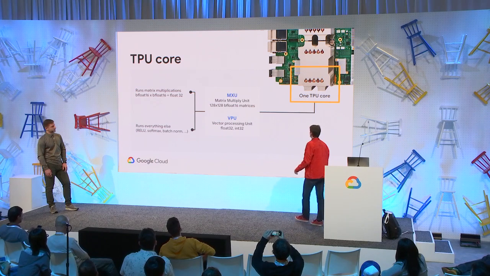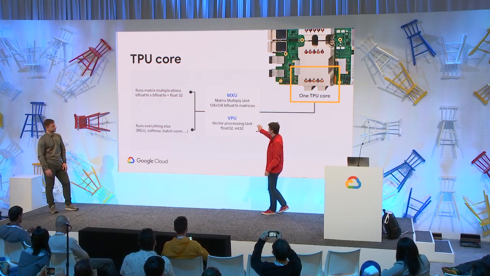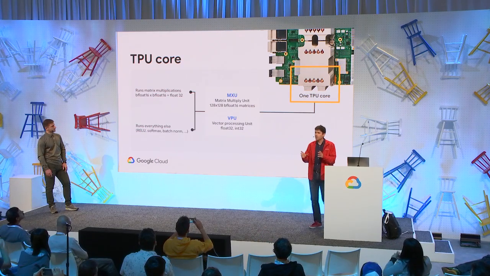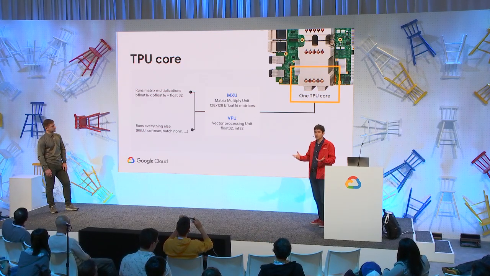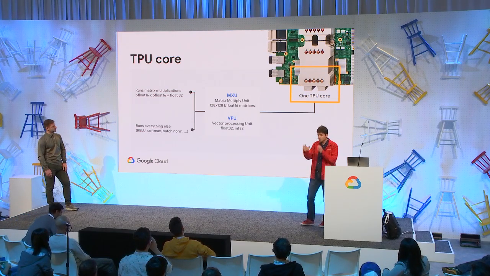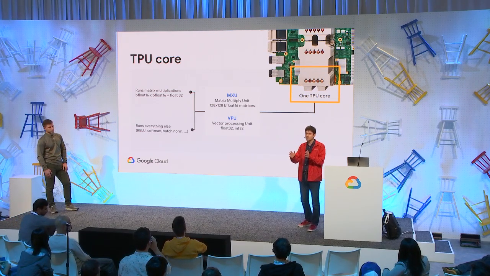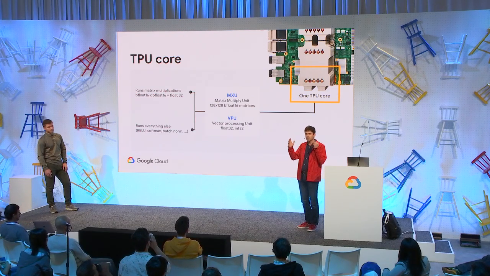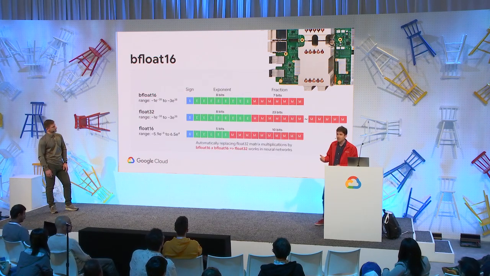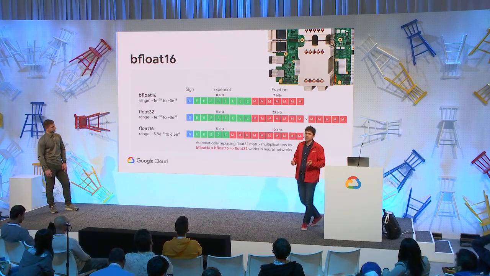What is in each of those cores? So you have a fairly traditional vector processing unit. But the specific part that makes this special for neural network workloads is the matrix multiply unit. It's a dedicated hardware unit that performs 128 by 128 matrix multiplications. And it does so for speed in reduced float-16 precision.